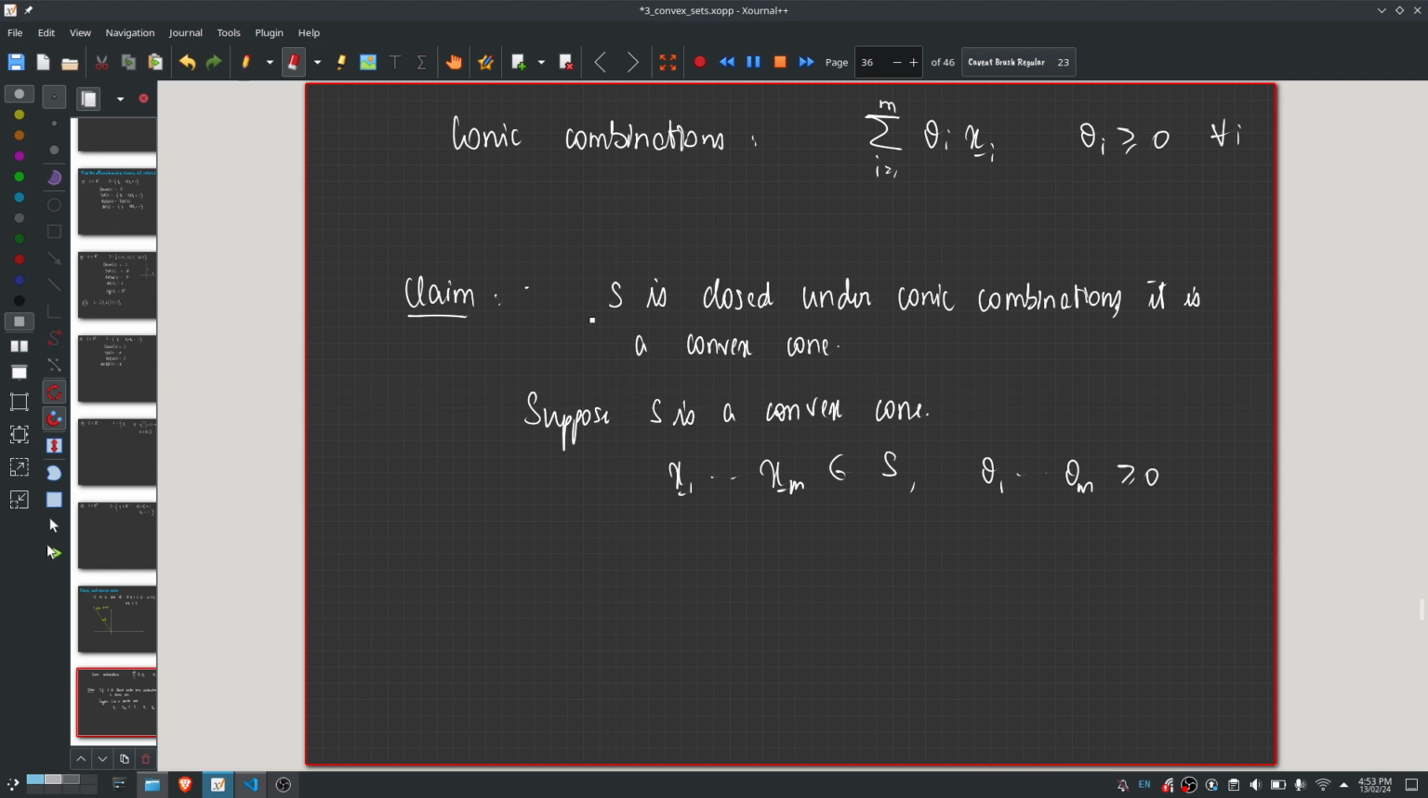So let me make the following claim. S is closed under conic combinations if and only if it is a convex cone. I want to prove both ways. So let me prove one way first. Suppose that S is a convex cone, so it's a cone and a convex set. How do I show that it is closed under conic combinations?